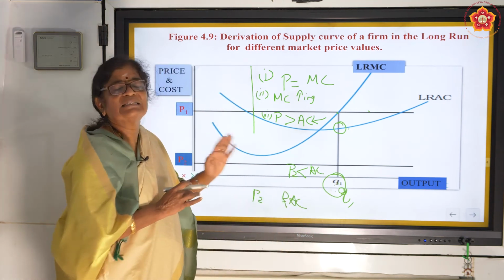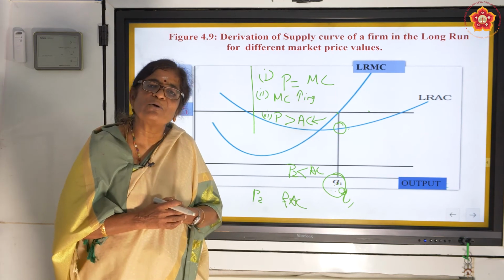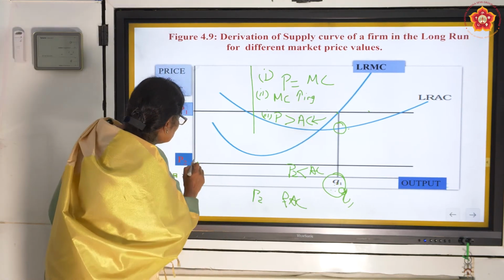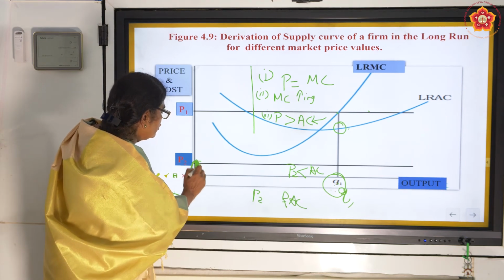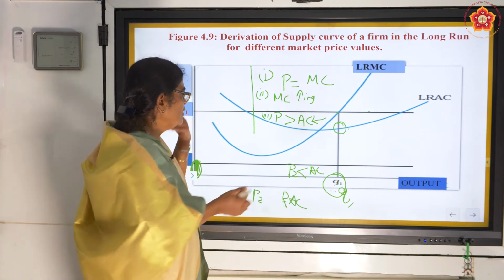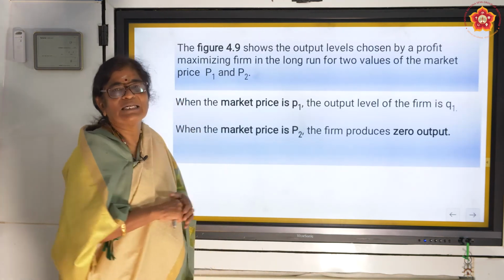When the price is less than AC, no firm is going to produce. When no firm is going to produce, what do we call that? You call it a zero level of output. Therefore, when you combine both conditions, case 1 and case 2, you will get the long-term supply curve of the firm.